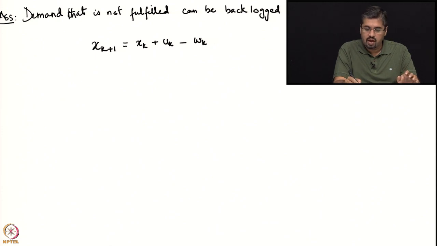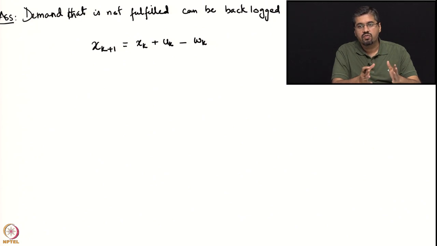Now if wk is larger than the sum of xk plus uk, then it would mean that the inventory that you had at the beginning of time period k plus the inventory that you ordered at time k is not sufficient to meet all the demand that you had. So wk is larger than xk plus uk, but that is okay, because then that would mean that xk plus 1 becomes negative and there is an unfulfilled or backlog demand that is present at time period k plus 1.